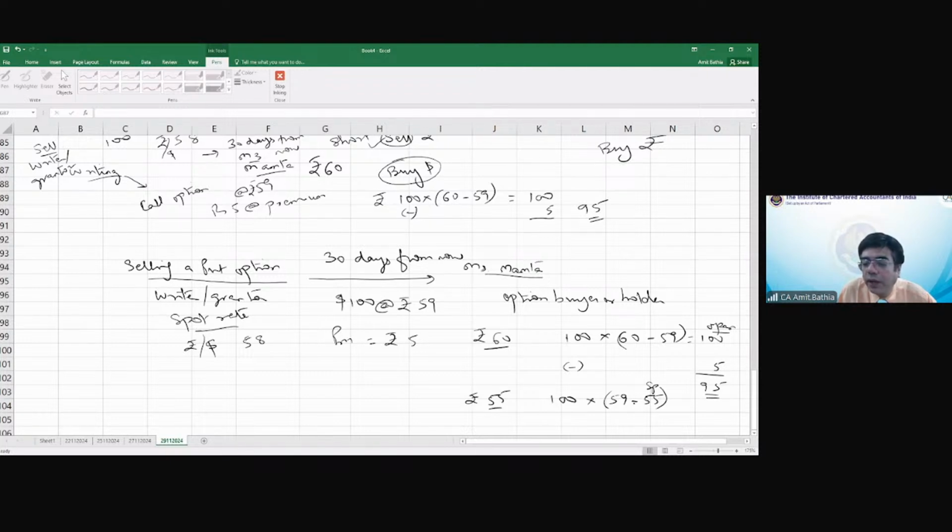In spot rate, you are having 55, while the option price, the strike price as they call it, or exercise price, is 59. So she will be able to buy it at this price, thereby making 400 rupees as profit. And for this, she had paid how much? 5 rupees. So she makes a net profit of 395.